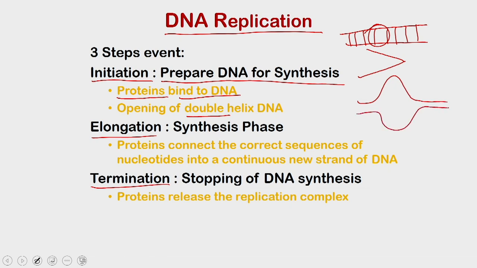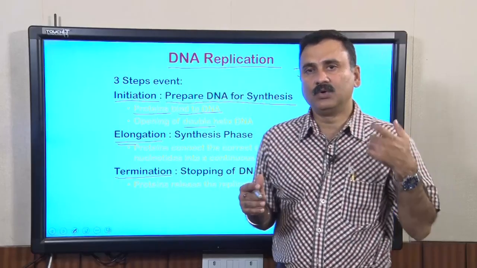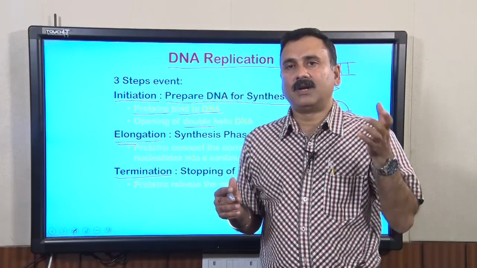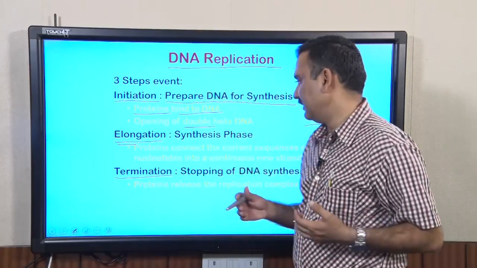So you can imagine that you have the DNA and it is being pulled. These proteins bind to the DNA and pull the strands apart from each other, and that's how this particular stretch becomes available for synthesis. Then in the elongation step, the DNA polymerase sits onto this DNA and starts adding nucleotides onto the primer strands, and that's how it continues the DNA synthesis.